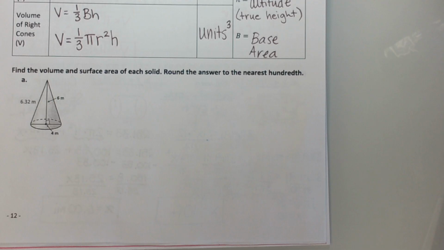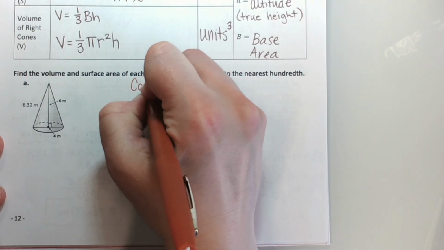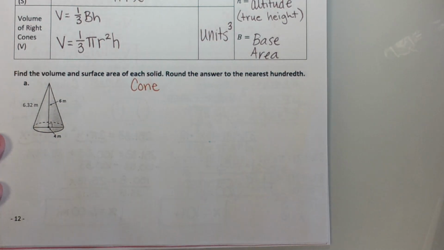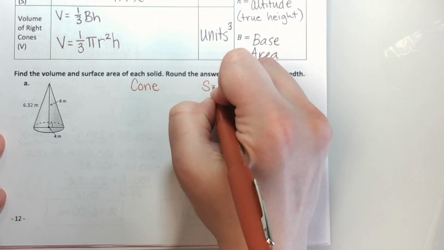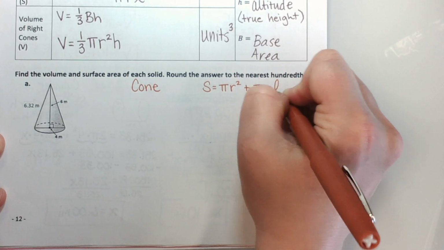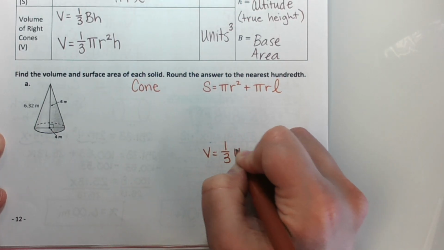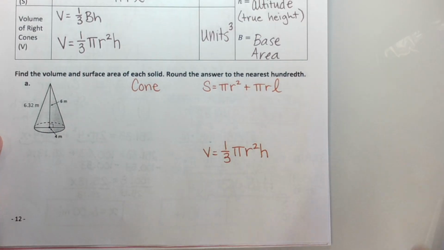When it comes to this, the first thing you should look at is, what shape? Right cone. A right cone, technically, but I'm okay if you just go with cone. Being a cone means surface area formula, pi r squared plus pi r l. Volume, 1/3 pi r squared h.